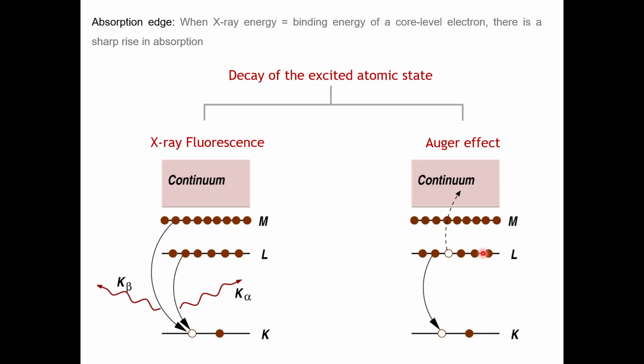Another possibility is that when this electron comes from a higher level to a lower energy level, the emitted energy is transferred to a nearby electron. Then the nearby electron goes to the continuum by releasing energy, and this process is the Auger effect. Both processes can occur, and which one occurs depends on the energy of the X-ray we are using and also on the atomic number of the material.